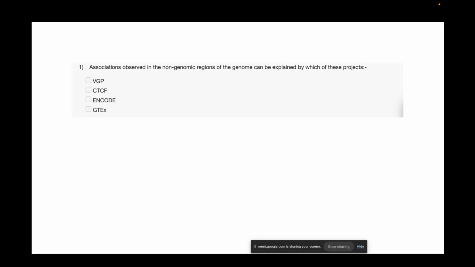This is simple. We discussed these two projects, ENCODE and GTEx. Since we are talking about eQTLs and GWAS associations observed in non-genic regions, these kinds of projects used RNA sequencing or expression data to validate the finding that a particular variant, even if it is not present in the genic regions, can affect gene expression. So these two projects are the answer: GTEx and ENCODE. Moving on.